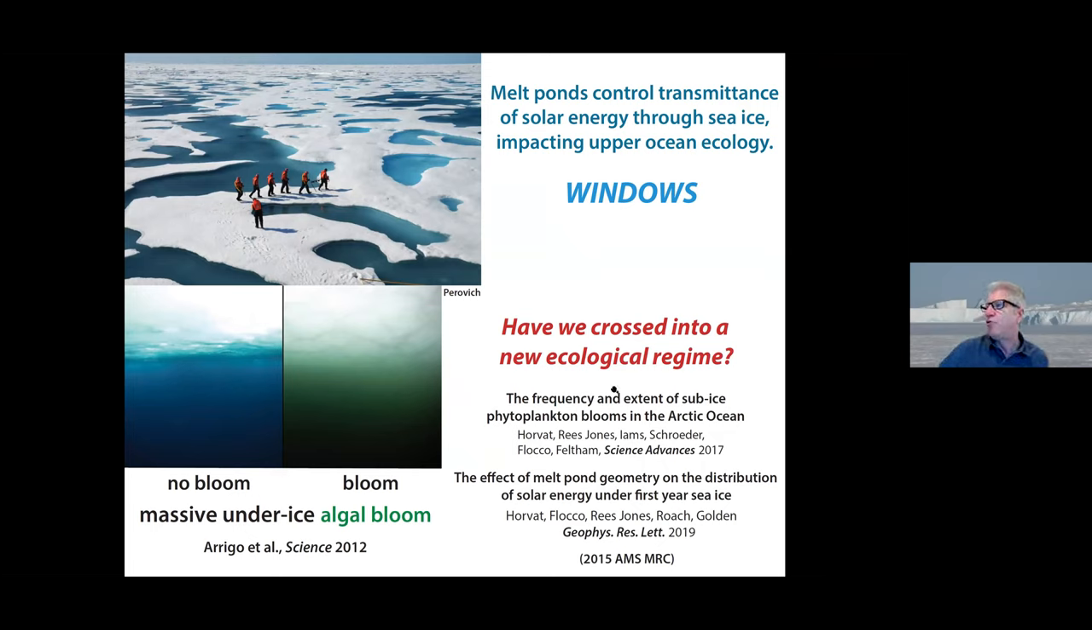Okay, so these melt ponds, they control the transmittance of solar energy through the ice and into the upper ocean. They act like windows. And so one of the fascinating things that seems to have happened recently is the appearance of not blooms of algae out in the open ocean, but blooms of algae underneath the ice. And I was lucky enough to go on an Arctic expedition in 2014 to study melt ponds. One of the fascinating things that came out of this was to look at the frequency and extent of phytoplankton blooms in the new Arctic, as well as the distribution of light from the ponding and the fractal geometry. How does the fractal geometry of the ponds affect the distribution of light in the upper ocean?